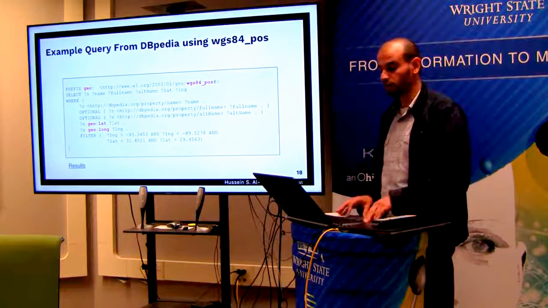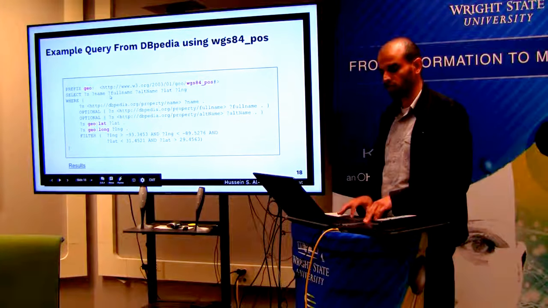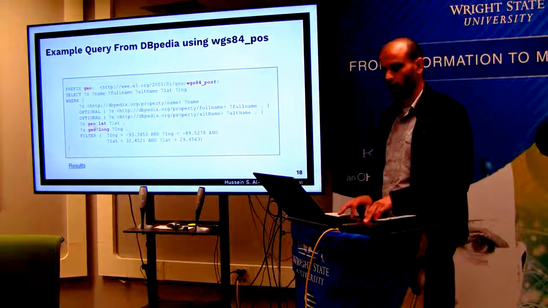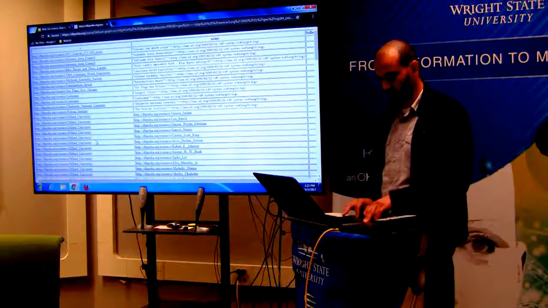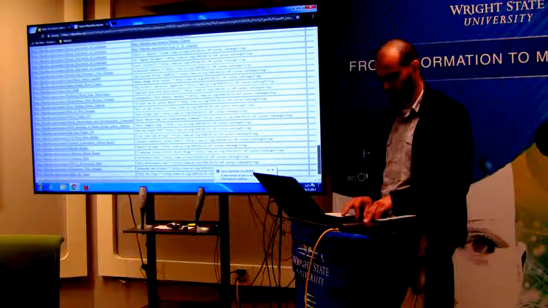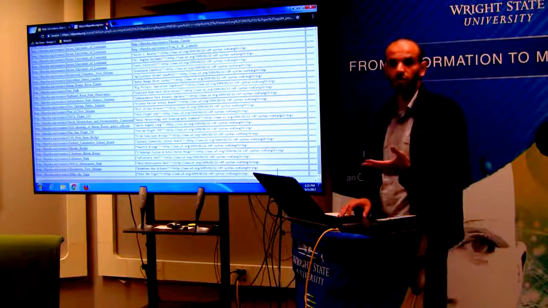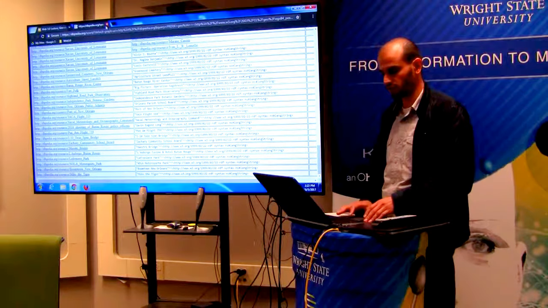An example query from DBpedia using this vocabulary is such a thing that you can retrieve all the names, alternative names and so on, of locations within a bounding box. And if you're interested to see the result, this is the result of this query. Like you see, Dillard University, Louisiana, and so on and so forth. I think this is the bounding box of Louisiana. Right? So this was possible because we defined and we connected these locations with their spatial footprint, right?